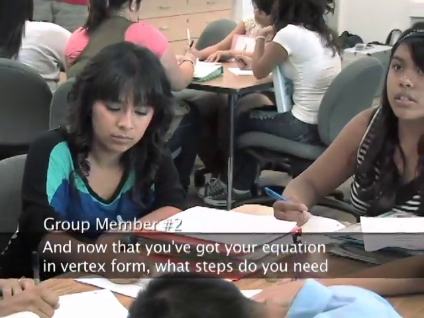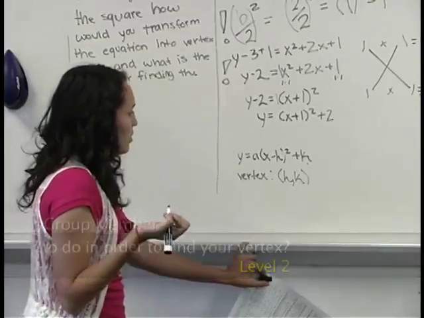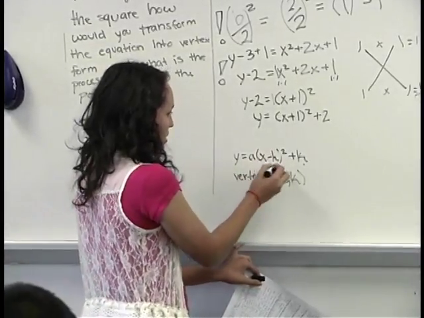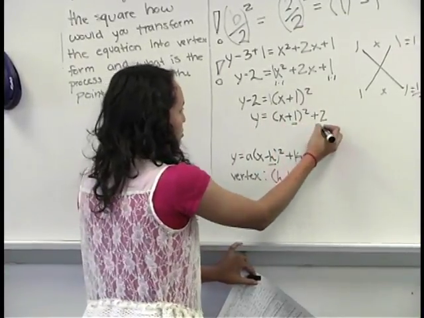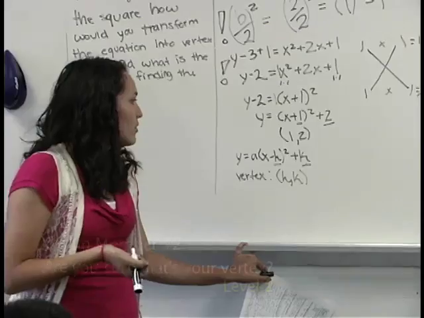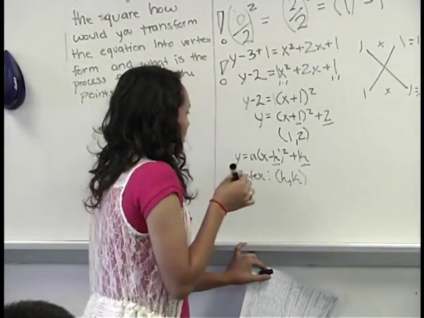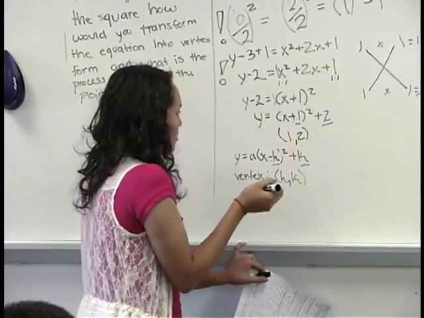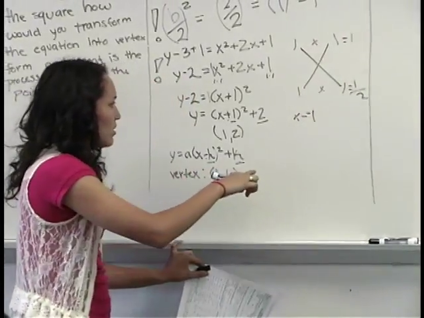And now that you got your equation in vertex form, what steps do you need to do in order to find your vertex? The vertex here in this equation is h and k, so the h here is 1, the k here is 2, so it would be 1 and 2. Okay, but are you sure that's your vertex? Wait, well, here's a negative. I'm not sure if the signs have to do with anything, but our teacher showed us something like if it's positive, I feel like it's the same.